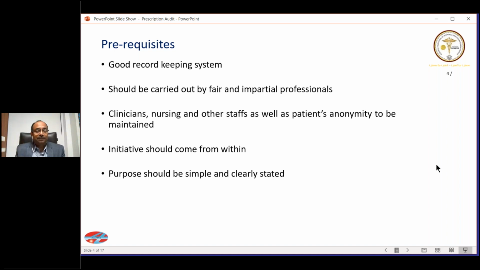So improving the medication management is improving the patient care, and this is the purpose of doing the audit.